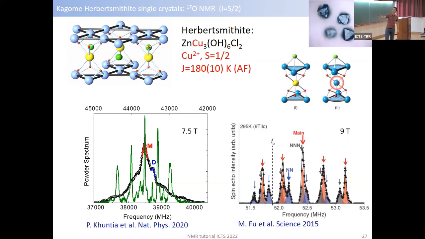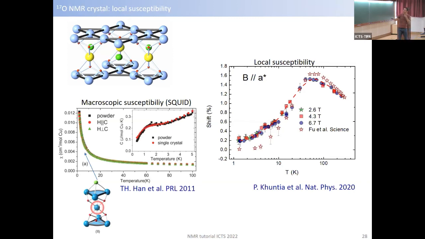So either a line for this kind of environment or this kind, you follow it with respect to temperature, and you can try to figure out what the susceptibility is in one case or the other. If you measure the macroscopic susceptibility of Herbertsmithite, it's monotonic, very boring, but actually it's not at all like that. When you look at the local susceptibility, it's decreasing, and you can wonder whether it's going to zero or not, etc. I won't go into details, you will hear talks about that.